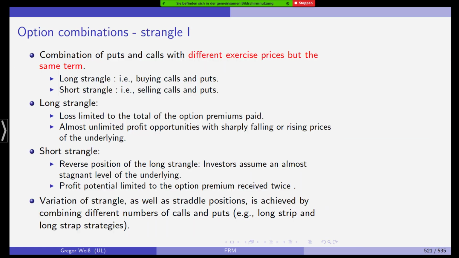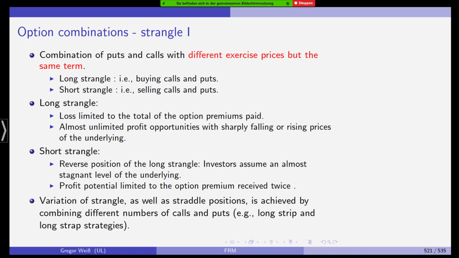And you can combine puts and calls with different exercise prices but the same term, which will give you so-called strangles, a long strangle and a short strangle. For a long strangle, the loss is limited to the total of the option premiums paid, and you have almost unlimited profit opportunities with sharply falling or sharply increasing prices, and the other way around for the short strangle.